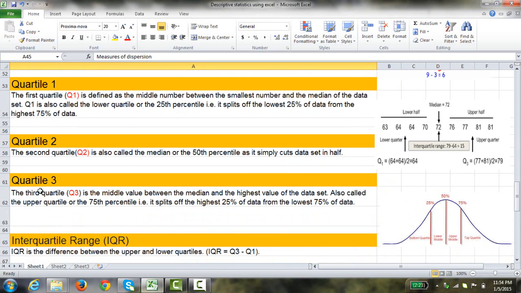The third quartile or Q3 is the middle value between the median and the highest value of the data set, also called the upper quartile or the 75th percentile. That is, it splits off the highest 25% of the data from the lowest 75% of the data. Let us now see the Excel functions which are used to calculate the range and the quartiles.